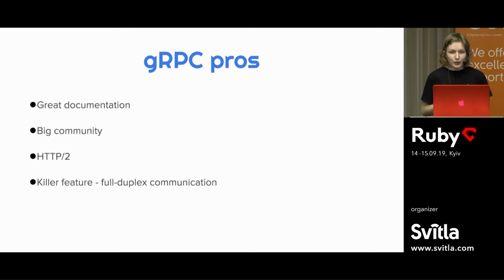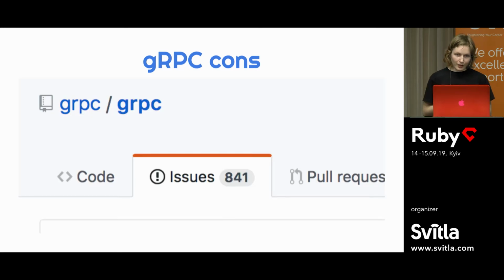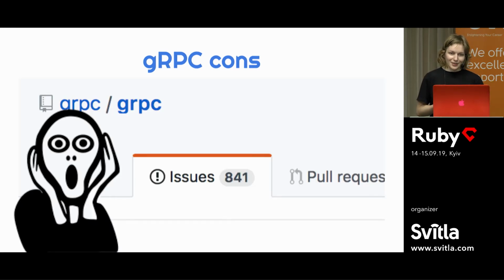As gRPC pros, I can name great documentation, big community. It supports HTTP2, and the killer feature is full duplex communication between server and client. And at the moment, this is the single RPC framework which supports full duplex communication. And as a con, there are quite a lot of issues currently on GitHub.